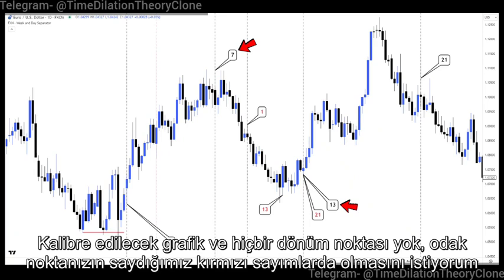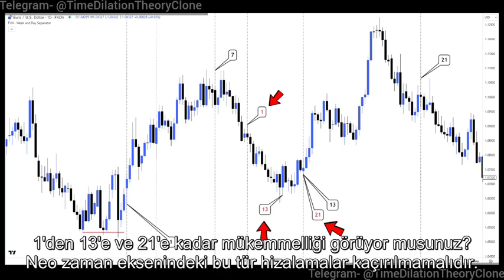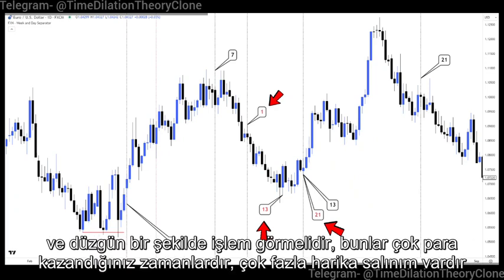I want your focus to be at red countings, where we've counted from 1 to 13 and 21. Do you see the perfection, Neo? This sort of alignings in time axis should not be missed and should be traded properly. These are when you make lots of money.